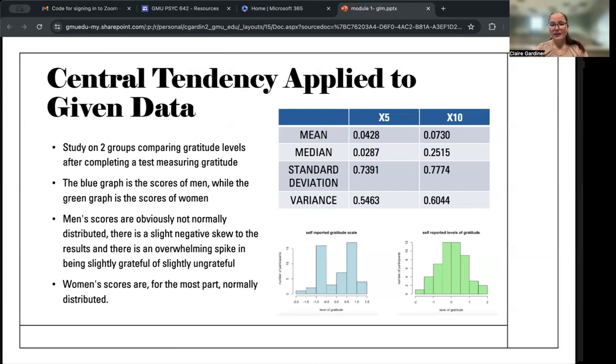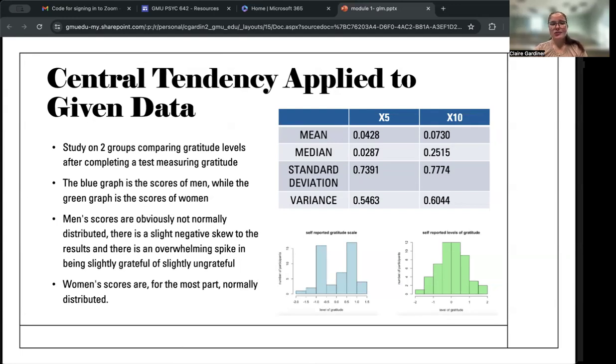So the green graph, as you can see, is a bell curve. It looks normally distributed. It's not 100% normally distributed, but it's good enough and it makes sense. It looks like a bell.